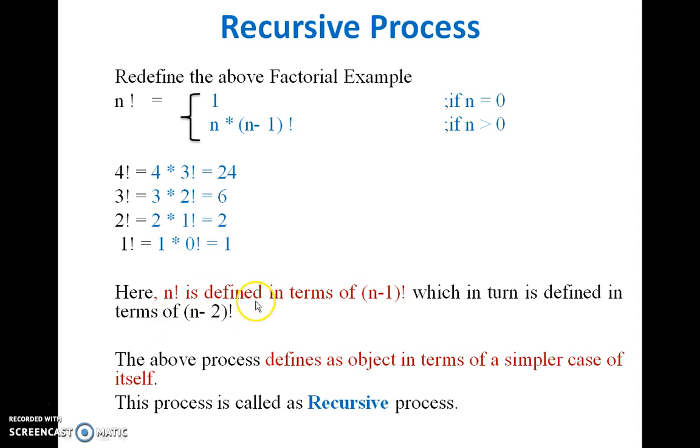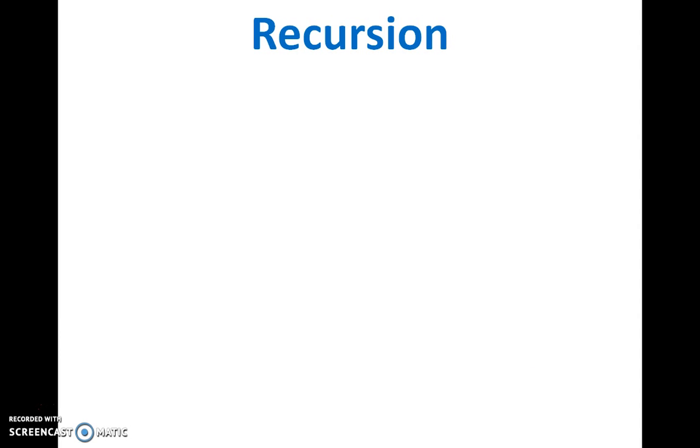Here n's factorial is defined in terms of n minus 1's factorial, which in turn is defined in terms of n minus 2 factorial. n minus 1's factorial is again represented as n minus 2's factorial. So the above process defines an object in terms of a simpler case of itself. This process is called a recursive process. So we are representing the solution in terms of a solution of a subproblem. So this process is called a recursive process.